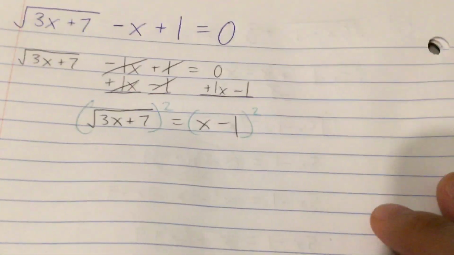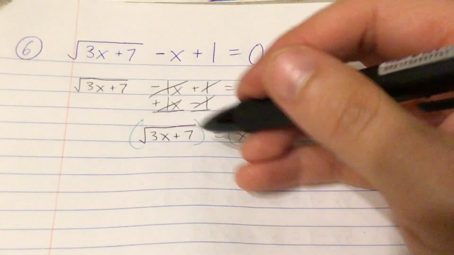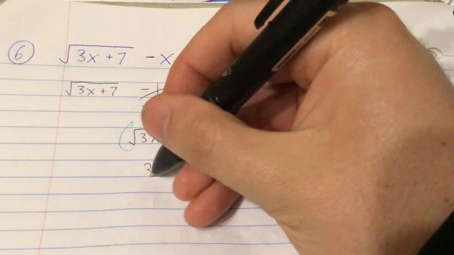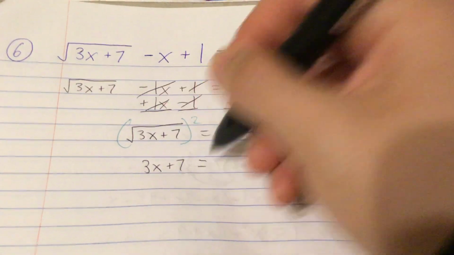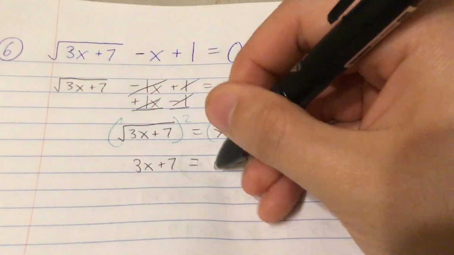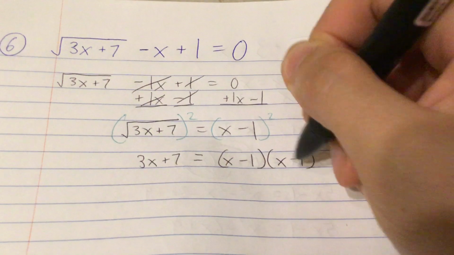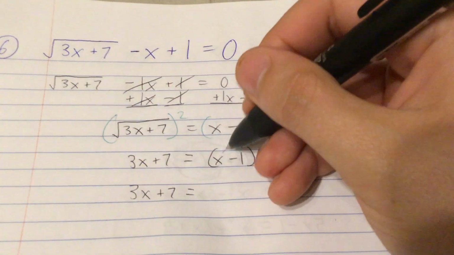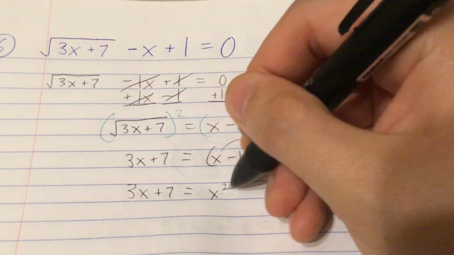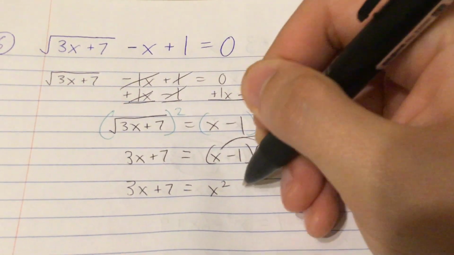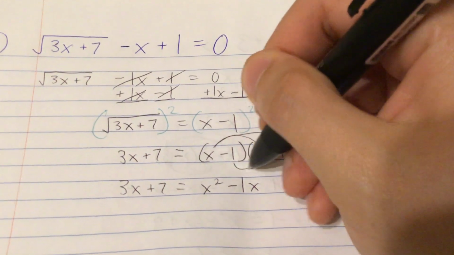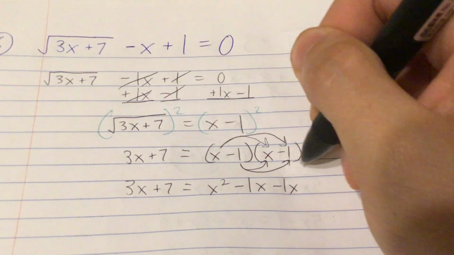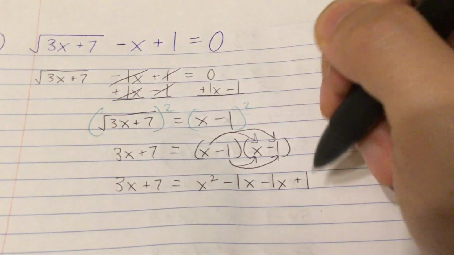So now the square and the square root cancel each other out, leaving me with 3x plus 7 is equal to x minus 1 quantity squared. Let's FOIL this out, shall we? X times x is x squared. X times negative 1 is negative 1x. Negative 1 times x, again, is negative 1x. And negative 1 times negative 1 is positive 1.